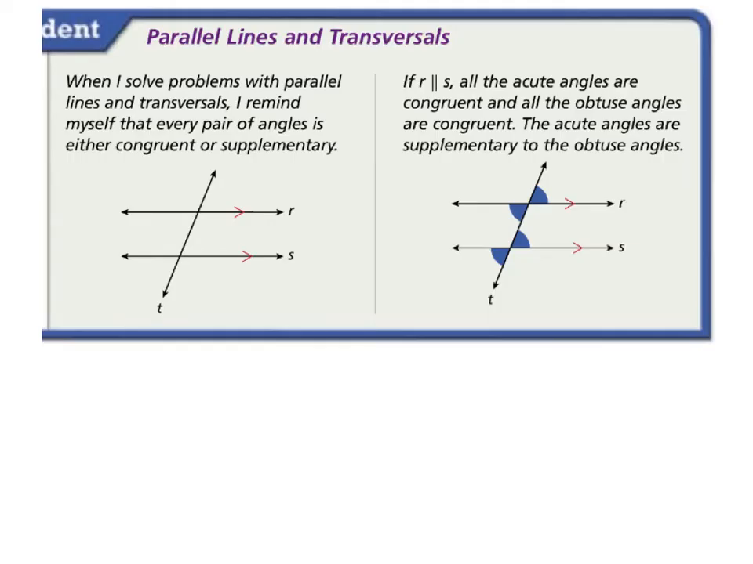Now, this is a little bit of a hint. When I solve problems with parallel lines and transversals, I remind myself that every pair of angles is either congruent or supplementary. So over here, if R is parallel to S, all the acute angles are congruent, and all the obtuse angles, which I'll highlight here in red, are congruent. The acute angles and the obtuse angles, all of them, have to be supplementary.